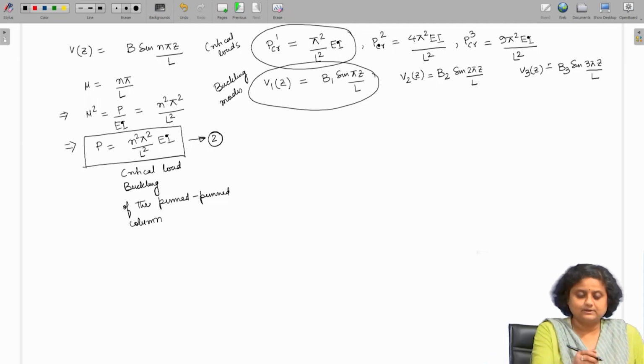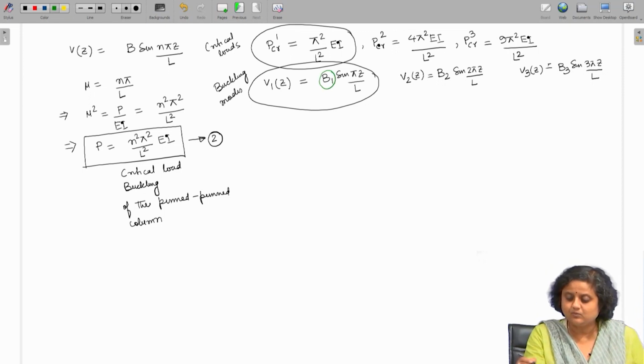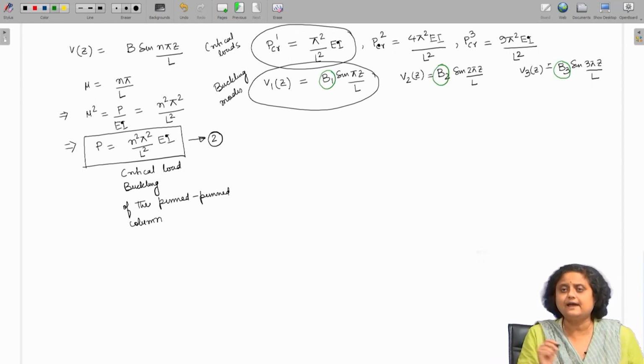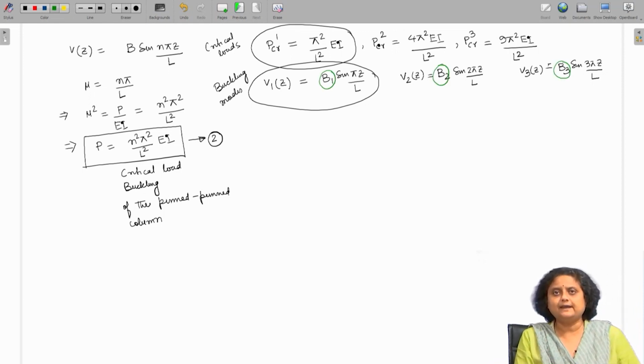Now, let us notice one thing, that these coefficients B1, B2 and B3 have non-unique values. So, they can take any possible value, and that would be an acceptable equilibrium solution of the system. Therefore, this also corroborates with the physical understanding of buckling, because in buckling the amount of deformation is not unique, it can be anything. So, this solution that we get is aligned with the physical understanding of the system.